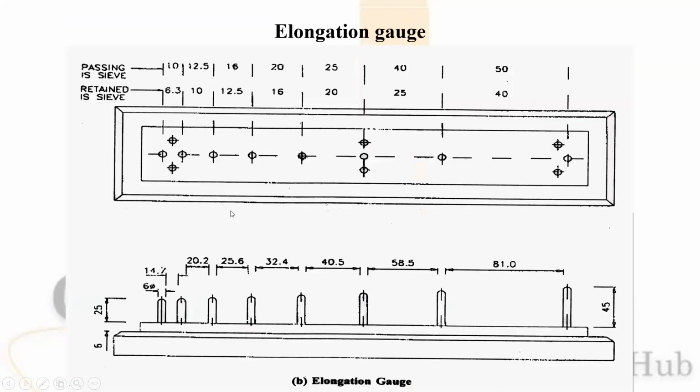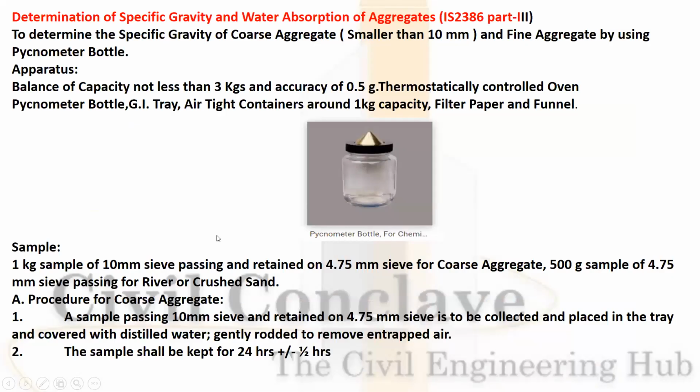Elongation gauge. This is the elongation gauge, used to find what percentage is passing through and retained, so that the elongation of the particular aggregate can be found out. Specific gravity and water absorption, IS 2386 Part 3. Apparatus: balance of capacity not less than 5 kg with 5 gram accuracy, thermostatically controlled oven, pycnometer bottle, air-tight containers, filter paper and funnel.